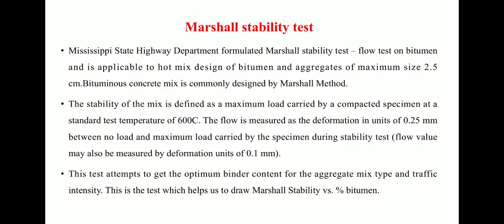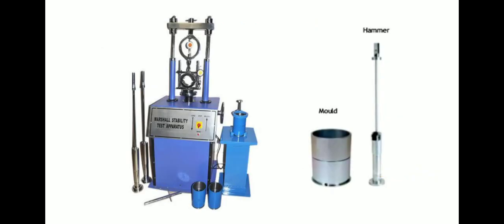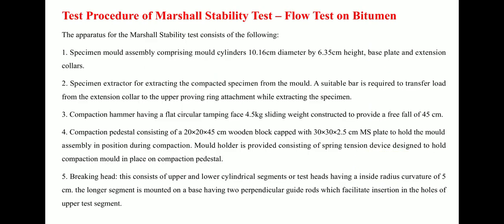This test attempts to get the optimum binder content for the aggregate mix type and traffic intensity. This is the test which helps us to draw the Marshall stability versus percentage bitumen. So this is the apparatus used, called the Marshall stability test apparatus. Again there will be a requirement of the cylindrical molds, tamping rods, and hammer. So this is the procedure for the Marshall stability test or flow test on bitumen.